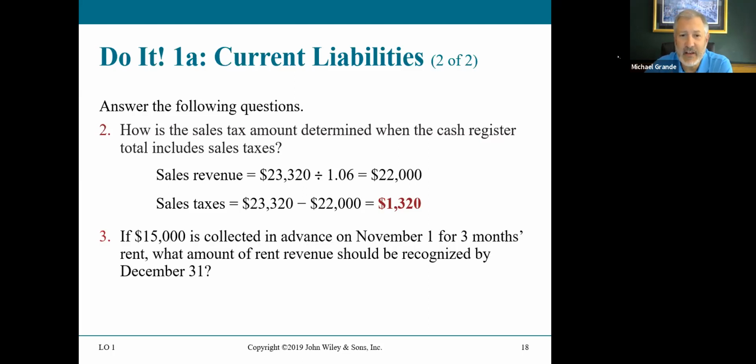If $15,000 is collected in advance on November 1 for 3 months' rent, what amount of rent revenue should be recognized by December 31st? How much rent did they earn? November and December. 2 of the 3 months. $10,000.